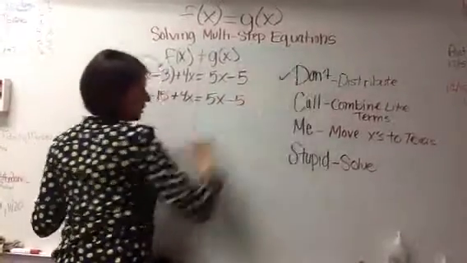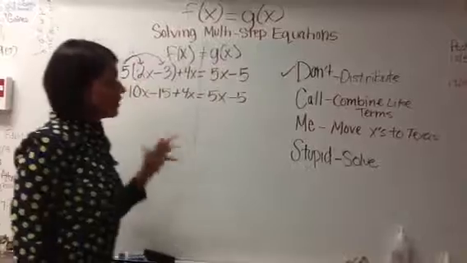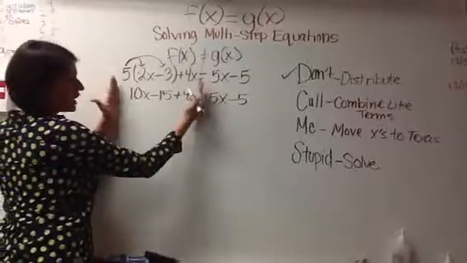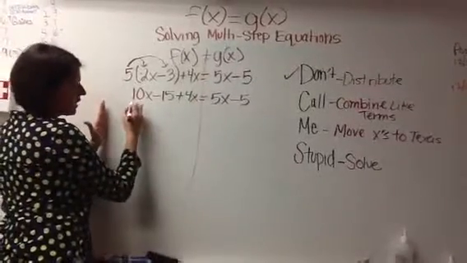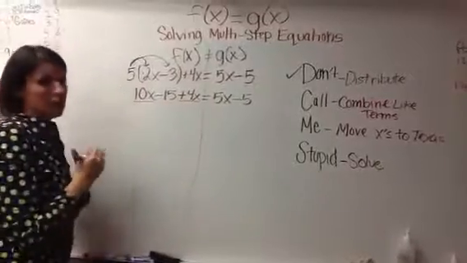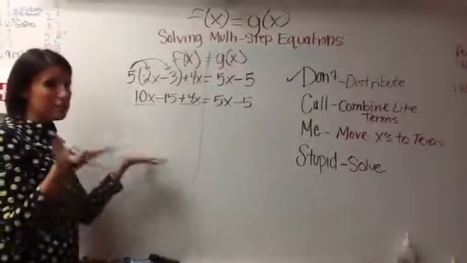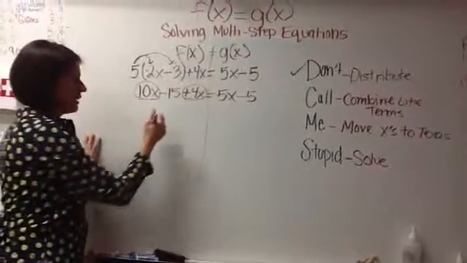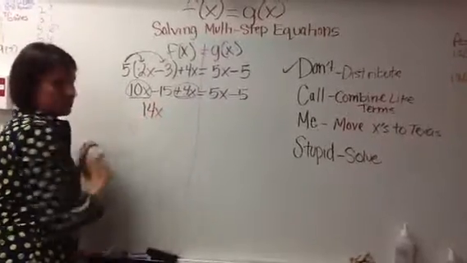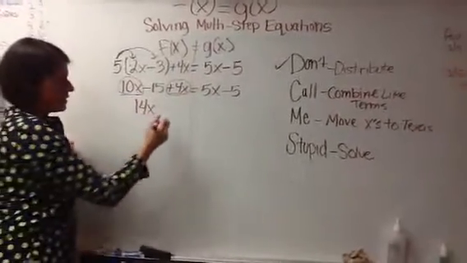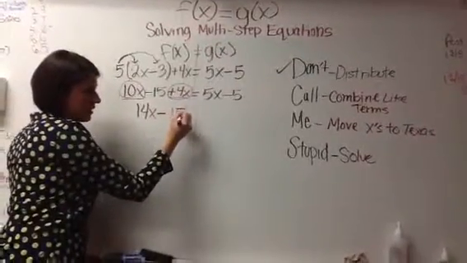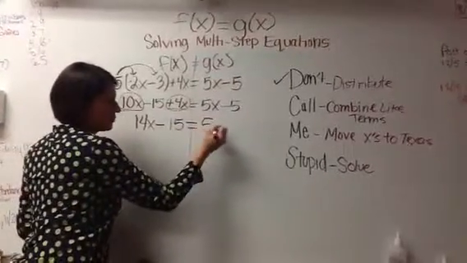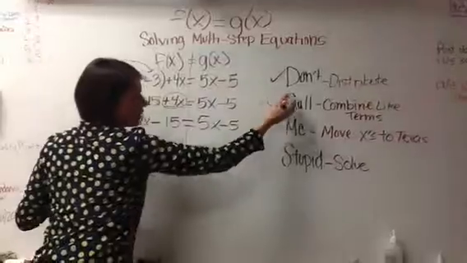So I've now distributed. I'm ready to combine like terms. When I combine like terms, they have to be on the same side of the equation. So I'm looking just at this side, and I see an x term and an x term. So I'm going to combine those. Combine means to put together. So I'm going to put together 10x and 4x. That's going to give me 14x. This minus 15 is still here. So I'm going to have minus 15 here. 5x minus 5 is going to come down. So now I've combined like terms.